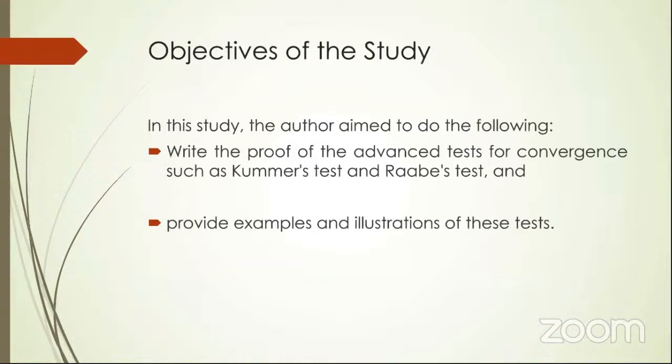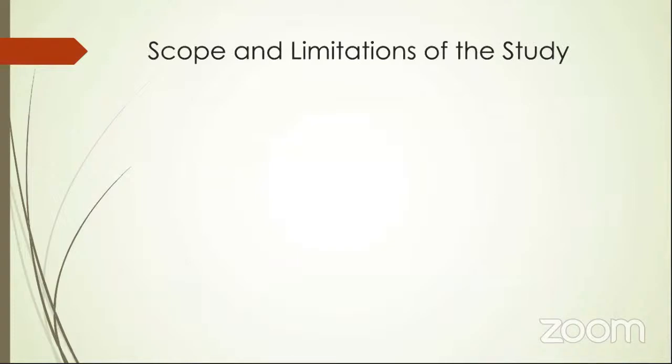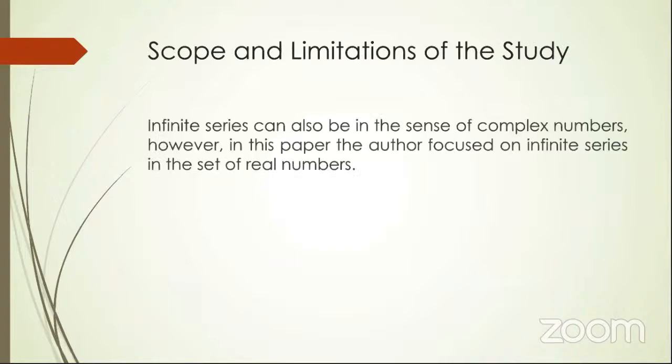So the objectives of the study: in this study, the author aimed to do the following. Write the proof of the advanced tests for convergence, such as Kummer's test and Raabe's test, and provide examples and illustrations of these tests. So there's a scope and limitation of the study. Infinite series can also be in the sense of complex numbers. However, in this paper, the author focused on infinite series in the set of real numbers. So we will proceed to the main result, which is the advanced convergence tests, Kummer's and Raabe's tests.